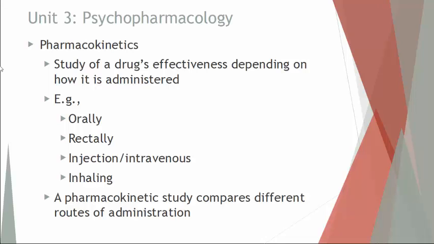Okay, in this unit, unit number 3, we will talk about psychopharmacology, basically pharmaceutical drugs and their effects on the mind. The first topic we'll talk about is called pharmacokinetics. Kinetics means in motion, and of course pharma means in relation to pharmaceutical drugs. So this is all about how effective a drug is based on how it is administered to a patient. Not all drugs are going to be administered in the same way. Even the same drug may be given by 2 different methods based on the person.